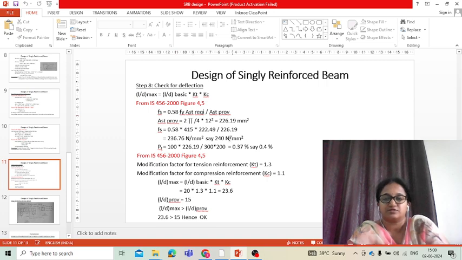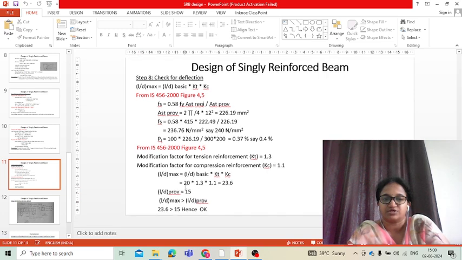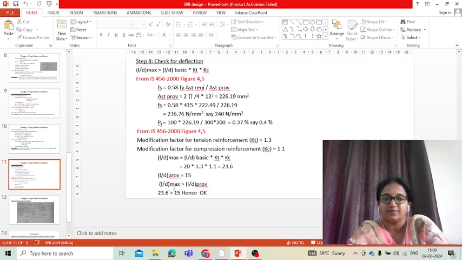So whether the beam is able to stay with the deflection or not. For that the formula is L by d maximum is equal to L by d basic into Kt into Kc. The Kt and Kc values are nothing but the modification factor for tensile reinforcement and modification factor for compression reinforcement. I have calculated the Kt and Kc values from IS 456-2000 figures 4 and 5. I got the value of Kt as 1.3 and Kc as 1.1. I have substituted in this formula, and I have got L by d maximum is greater than L by d provided, hence it is okay.